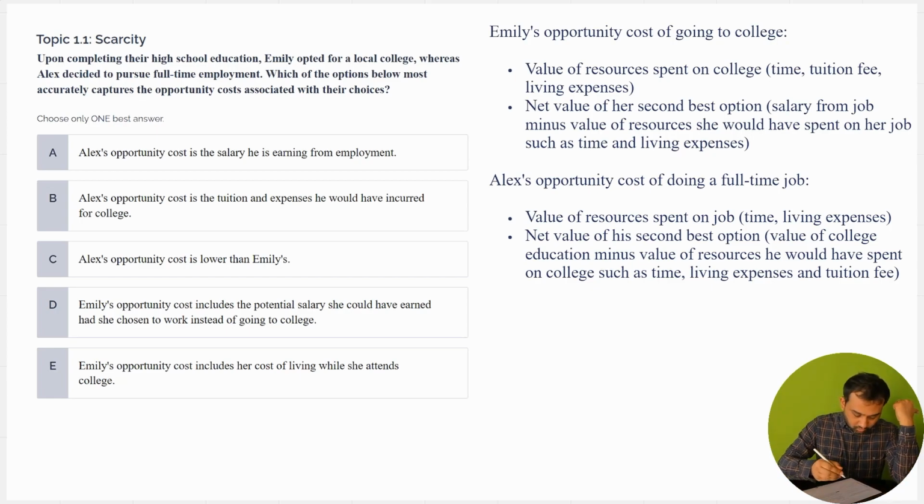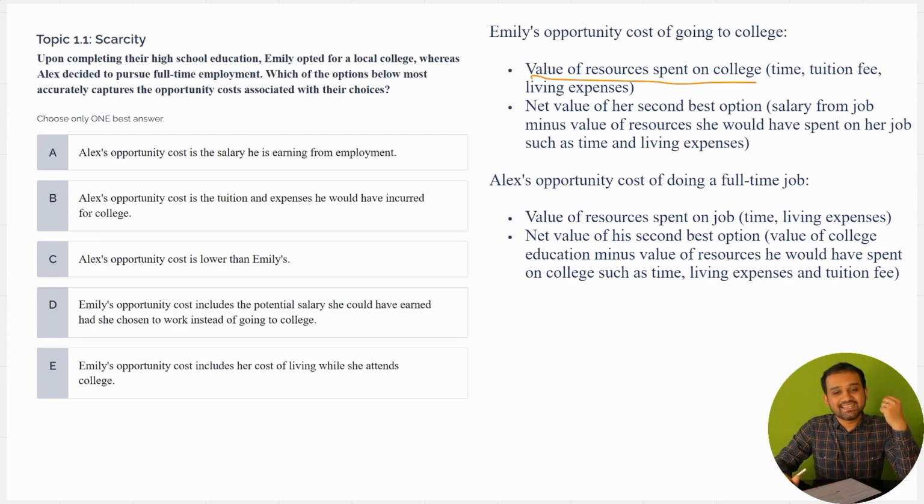Firstly, we will think about all the resources that she's spending by going to college. So she's spending her time, she's spending tuition fee, which could have been spent elsewhere, and she's also paying a living expense when she's attending college. So these are the resources she's spending to make that choice of going to college. So we have to think about the opportunity cost of those resources. Okay, so the value of resources, that's one.